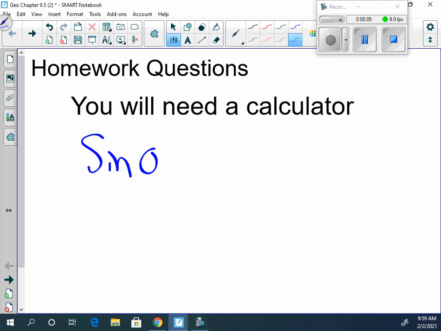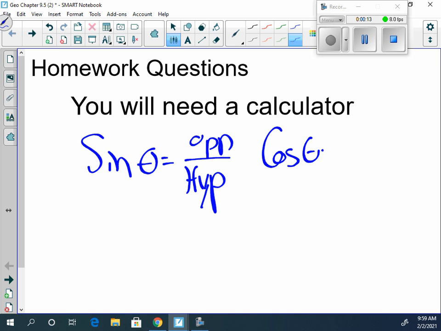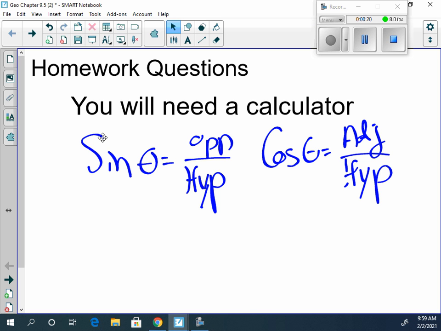Cosine. Now, sine of a given angle is equal to opposite over the hypotenuse. And cosine of an angle was equal to the adjacent side over the hypotenuse. So sine is opposite over hypotenuse. Cosine is adjacent. So sine of a given angle is equal to the opposite side length over the hypotenuse. And cosine of a given angle is equal to the adjacent side length over the hypotenuse. And yesterday we worked on this here.